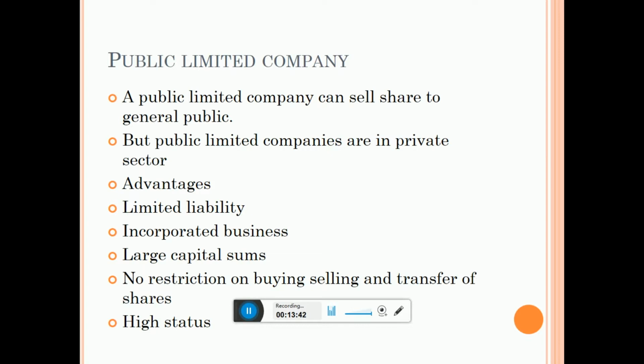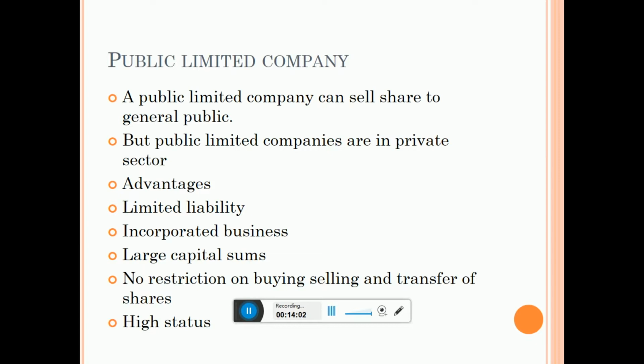So please keep up with these details, and remind yourself that all these organizations which we have studied in the types of organization in chapter 4 are private sector organizations. There is only one thing regarding the public sector, that is public corporations, which we will study at the end of the video. Now we have advantages.